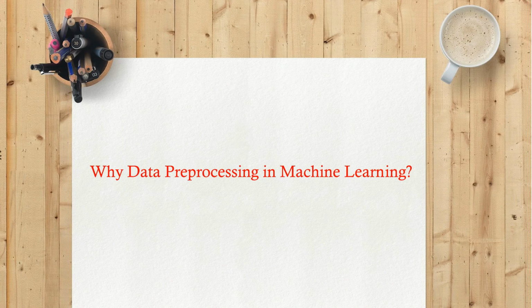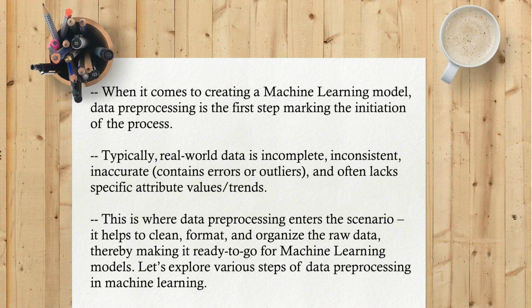Why data pre-processing in machine learning? When it comes to creating a machine learning model, data pre-processing is the first step marking the initiation of the process. Typically, real-world data is incomplete, inconsistent, inaccurate, contains errors or outliers, and often lacks specific attribute values and trends. This is where data pre-processing enters the scenario. It helps to clean, format, and organize the raw data, thereby making it ready to go for machine learning models. Let's explore various steps of data pre-processing in machine learning.